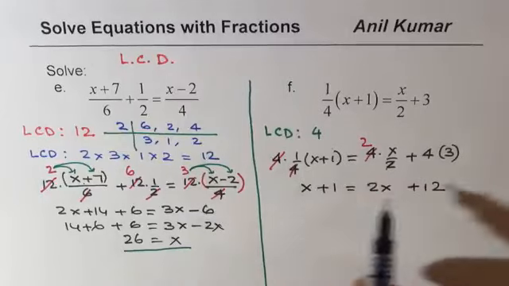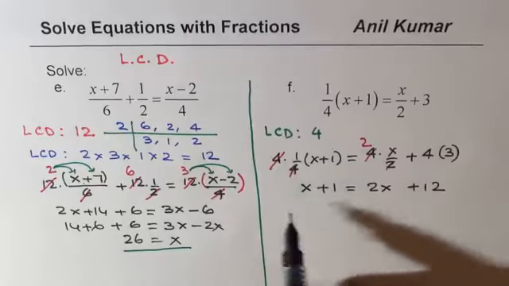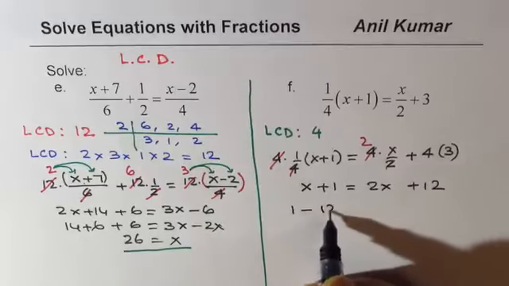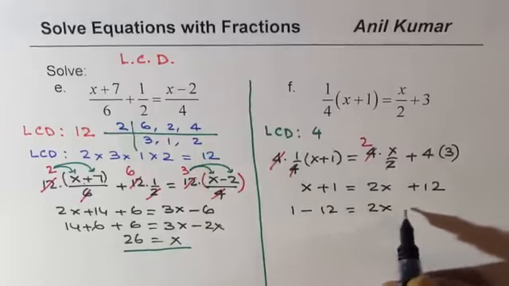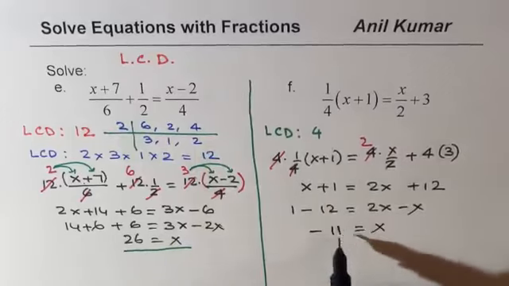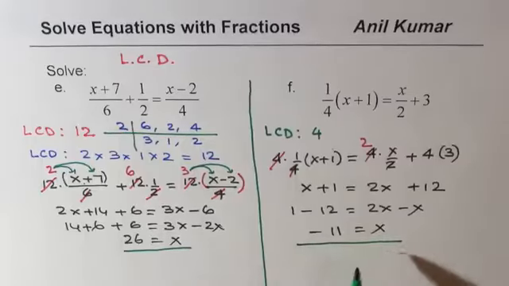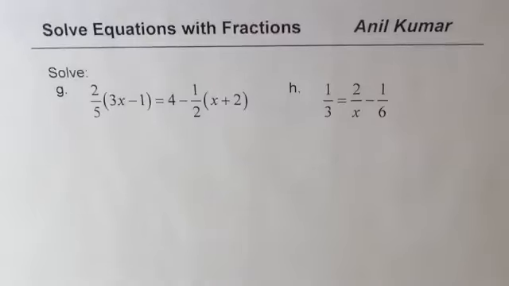Again, I'll take this x to the right side now since I see that 2x is greater. Bring 12 on this side. So we have 1 minus 12 equals 2x minus x. That gives me x equals minus 11. So I hope you appreciate this strategy of avoiding the negative sign with x. It also helps, saves time. Perfect. Now let's move on and take the last 2 questions.